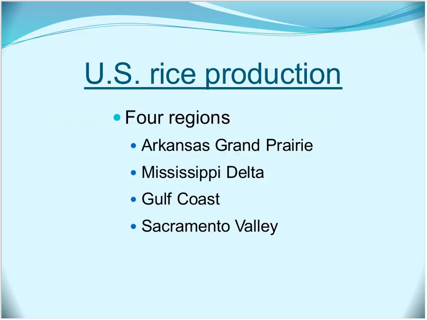U.S. rice production is primarily in 4 parts of the country: the Arkansas Grand Prairie, which is kind of east of Little Rock and to the southeast; the Mississippi Delta, which runs from roughly the Bootheel of Missouri down through Mississippi and Arkansas into Louisiana; the Gulf Coast, southwest Louisiana and the Texas Gulf Coast; and the Sacramento Valley of California.